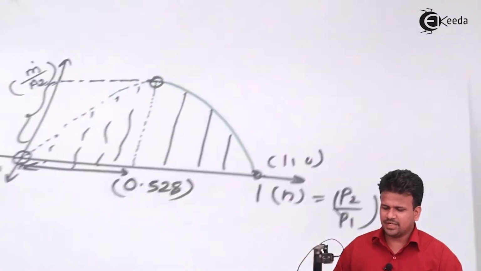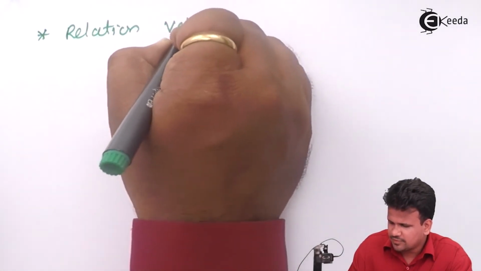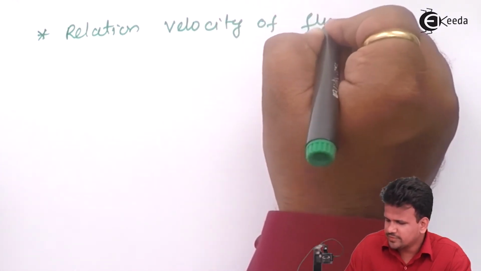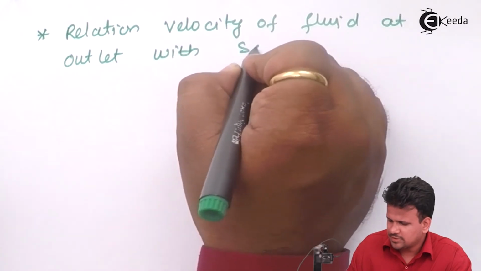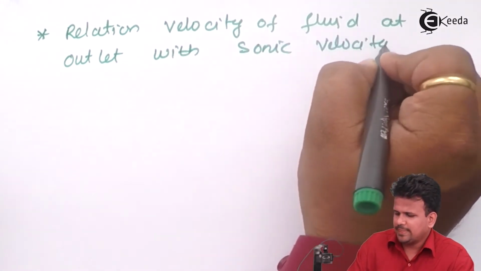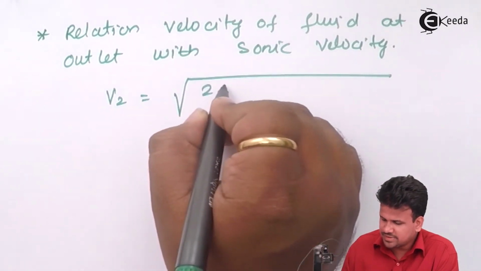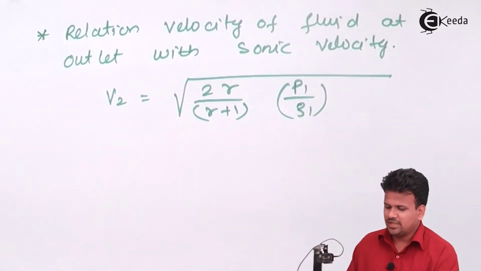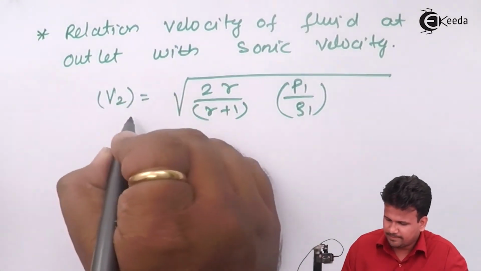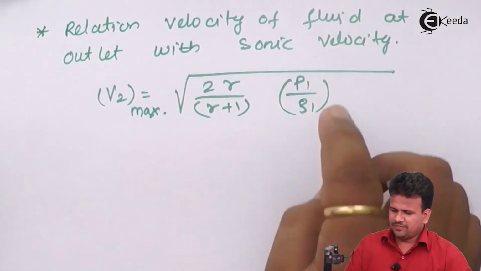Next, what we'll see is the relation of velocity with sonic velocity. Now we know that the relation of velocity of fluid at outlet with sonic velocity: velocity V2 is equal to the square root of 2 times gamma upon gamma plus 1 into P1 upon rho 1. We have substituted this, that is the maximum velocity which we have seen. So P1 upon rho 1.